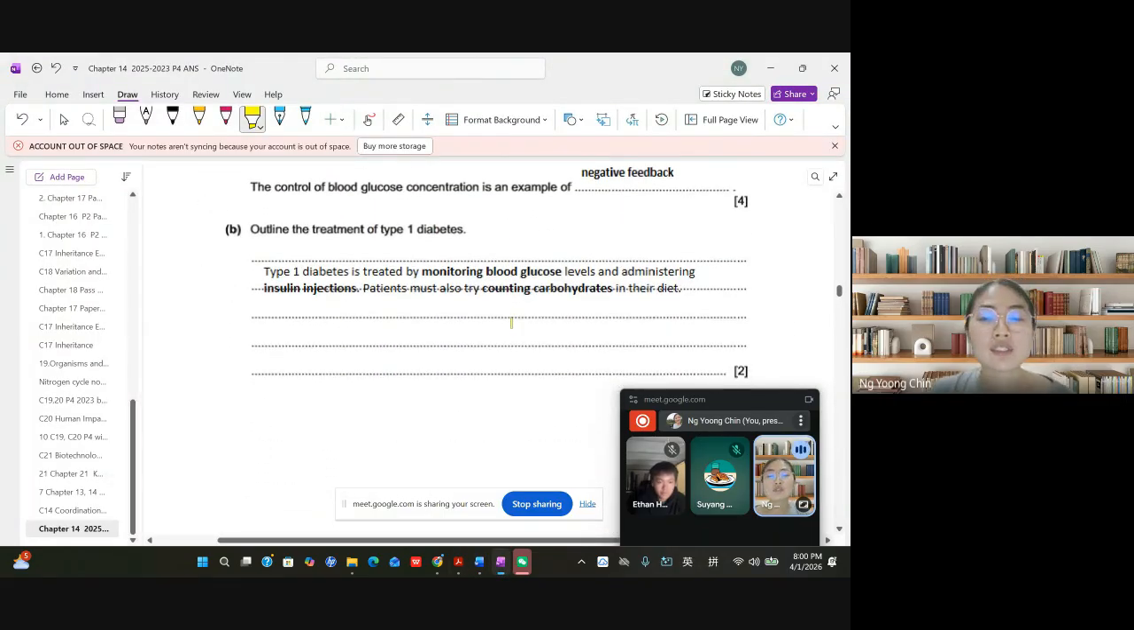And then for this one, diabetes. In the exam, they will ask you about treatments. Diabetes is not a 糖尿病, right? And then how are the treatments for diabetes? 2 marks. You need to outline them.